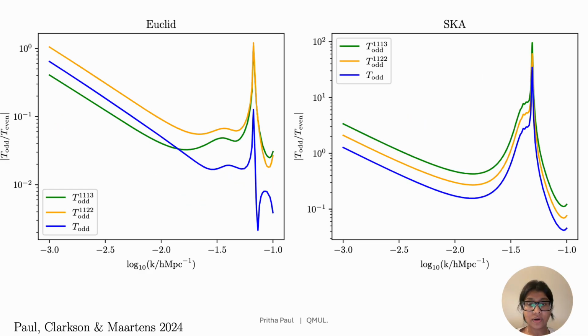As we can see for this plot as well, here we have also plotted the same ratios. We have T-odd 1113, which is the third order kernel, and T-odd 1122 for the second order kernel. And we can see that for the Euclid-like case, the second order kernel contribution dominates for smaller values of k, while for the SKA case, we see that the third order contribution dominates for those values of k. We can also see that there are some interesting cancellations going on here as well, because the T-odd value is much less than both the third and the second order kernel for the SKA-like case.